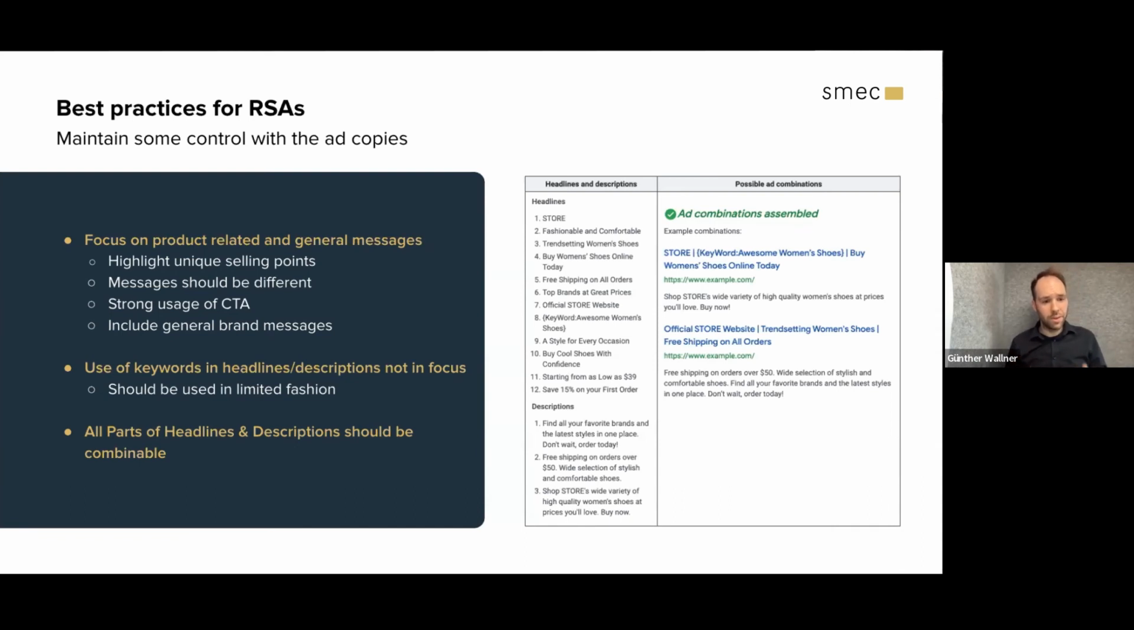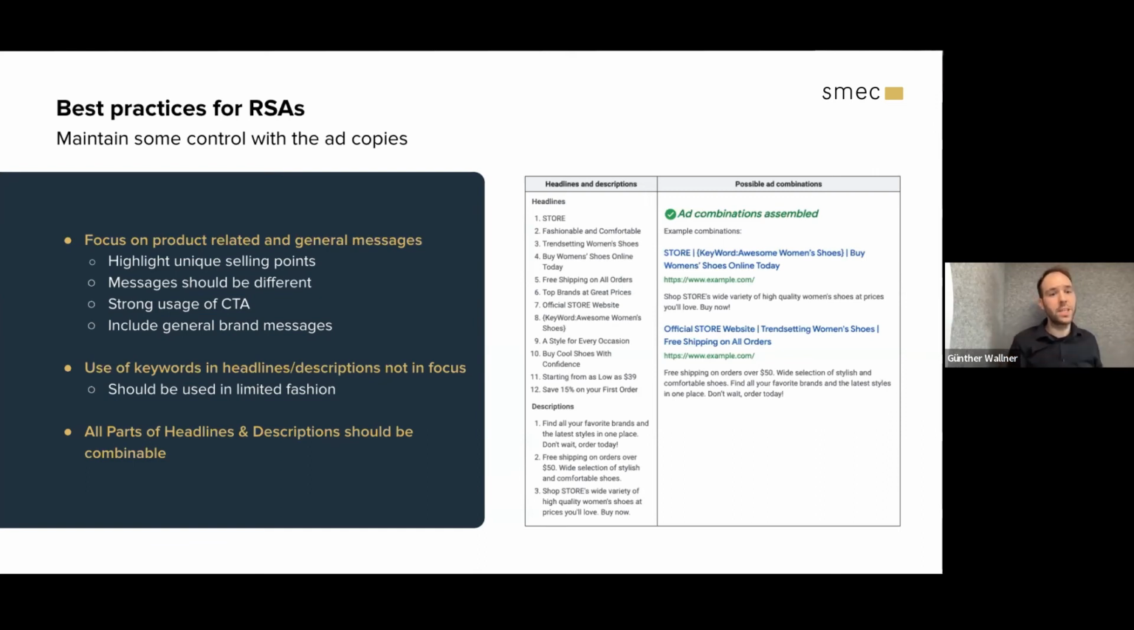And for those who are heavily relying on ETAs, please make sure to keep this in mind. The focus in the future should not only be product related, but it also should be on general messages. Highlight USPs, highlight your brand message. Think about strong CTAs, calls to action, and make sure that the message is different. If you are able to have 15 different headlines with strong messages, Google then can make sure that they are taking their machine learning into the equation and get the most out of it.